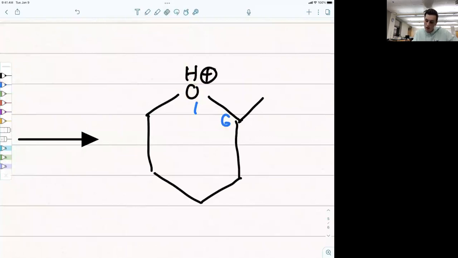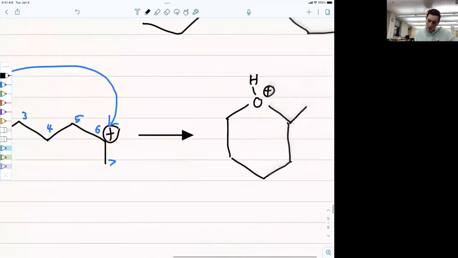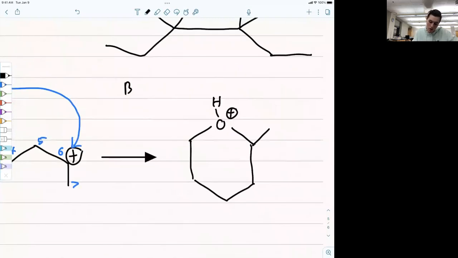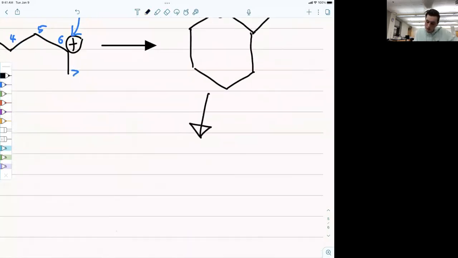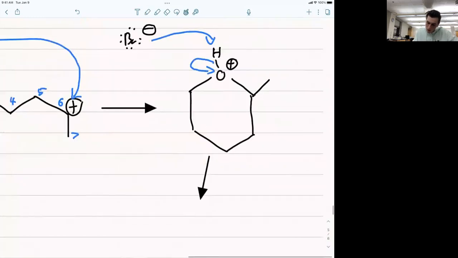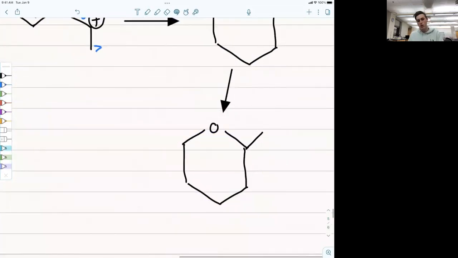So I'm going to add my positive charge on there. And I will do this. So what I can do is I can have my bromine that we took off earlier come over and snatch up this hydrogen, and then the electrons in that bond will go onto the oxygen. And this is going to produce my final product, which will be a cyclic ether that is now stable with a methyl on the first carbon.